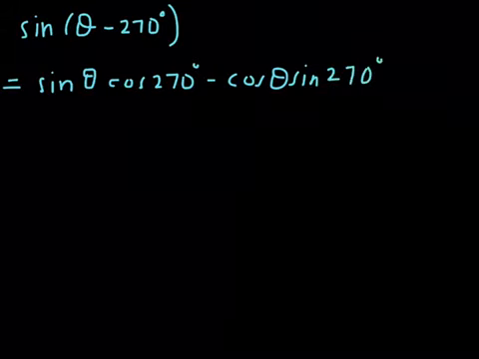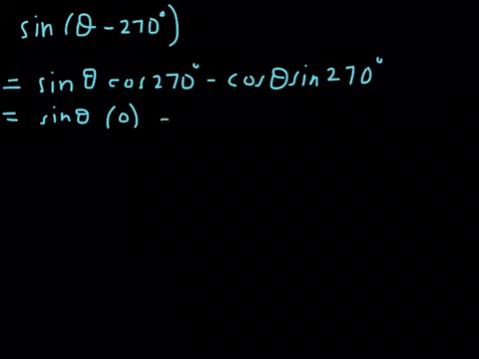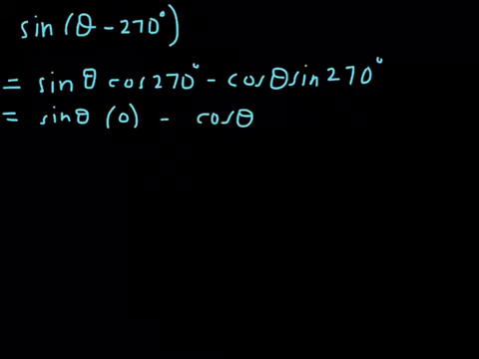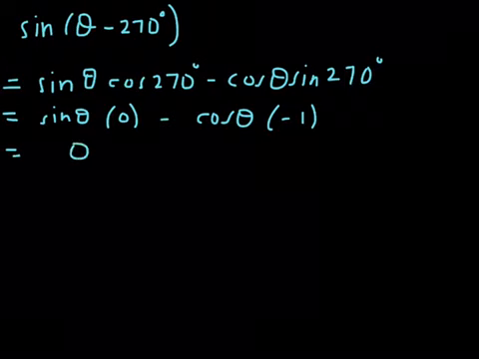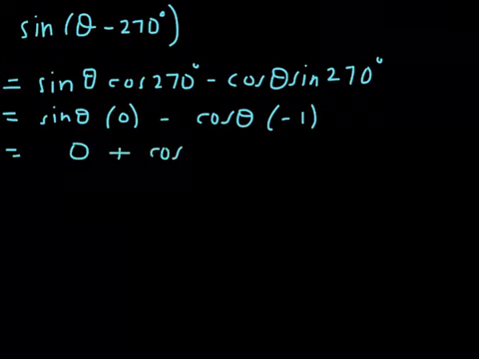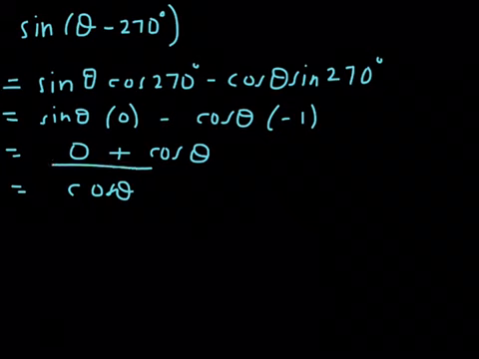Okay. If you prefer radians like I do, 270 degrees is the same thing as 3 pi over 2. So this is sine of theta. Cosine of 270 degrees is 0 minus cosine of theta. And then sine of 270 degrees is negative 1. So then this is 0 plus cosine theta, which is just cosine of theta. Awesome. Good job, you guys. Let's go to example number 3.